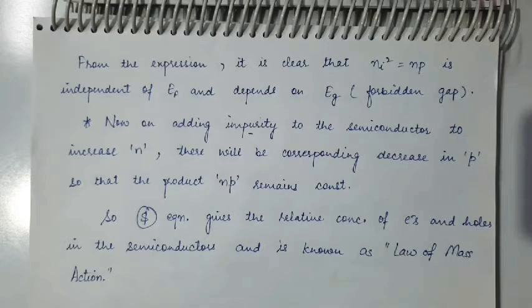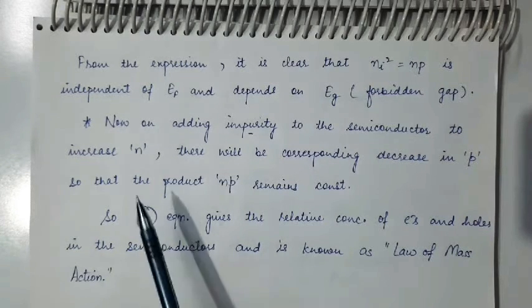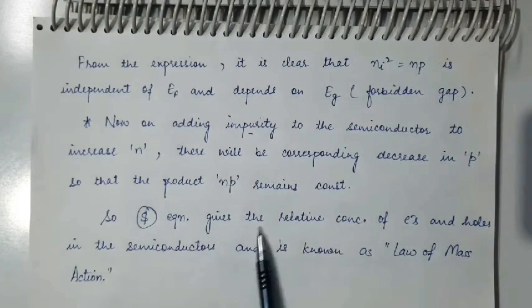So from the expression of NP equal to Ni square on the previous page, it is clear that there is no EF on the right side. So NP equal to Ni square is independent of Fermi energy. But as there is Eg on the right hand side, it depends upon the forbidden gap. And this we have already discussed.